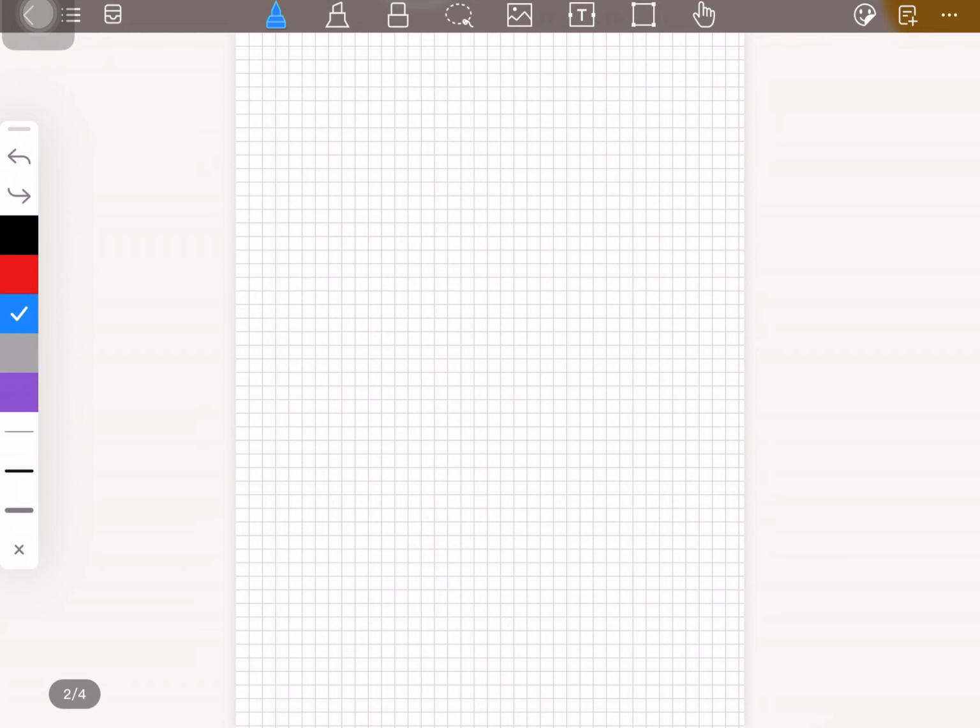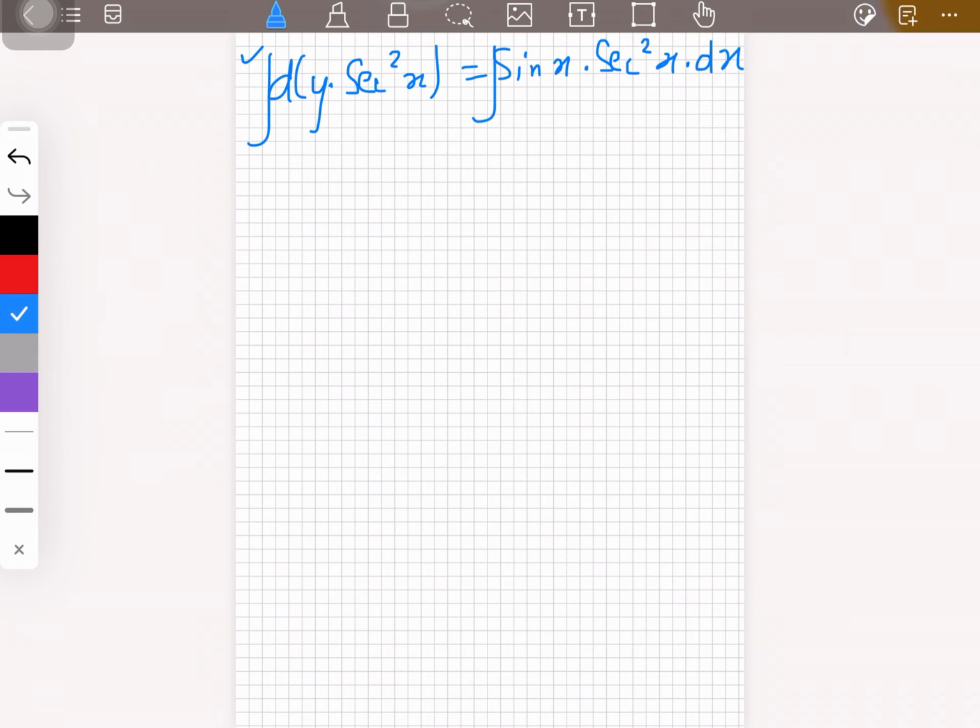Let's move to the next page. So let's send dx to the other side. So what we will have is d of y sec square x is equal to sine x times sec square x dx. Now let's integrate both the sides. Derivative and integration are just opposite in nature, so they cancel each other's effect. So let's change the color of the pen as well. So y sec square x is equal to the integral of sine x sec square x dx.